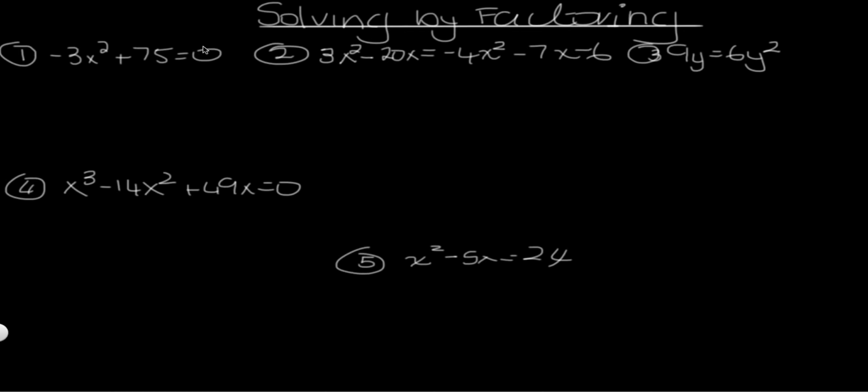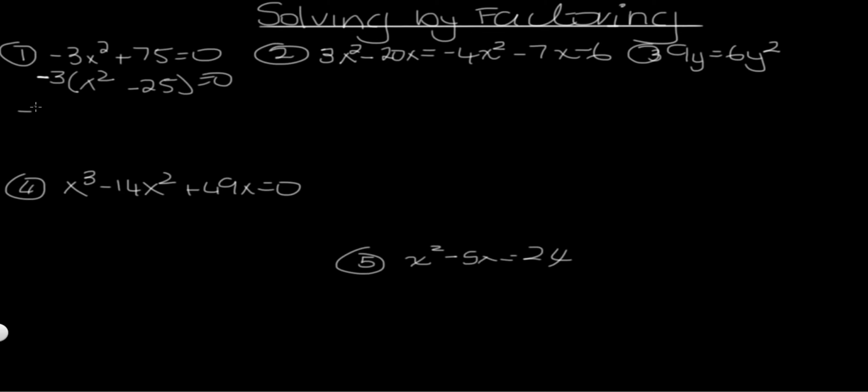For number 1, it already equals 0. So I just need to factor this. First, you always look for the greatest common factor, which here I can take out a -3. I'm taking out a negative because this first term is negative. So -3x squared divided by -3 is x squared. 75 divided by -3 is -25 equals 0. Now I can factor this.